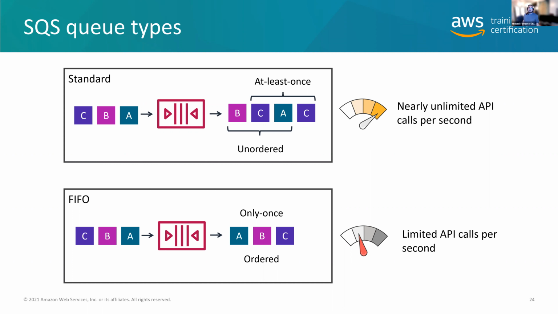Now, with standard queues, there's nearly unlimited API calls per second, right? With FIFO queues, you are limited, and I can't remember what the exact number is, but I want to say it's like 300 API calls per second or something like that. Don't quote me on that. Gotta look up those numbers. But with the FIFO queue, there is a limit, right? There's a low limit because you're asking for structure. You want to enforce structure, right?